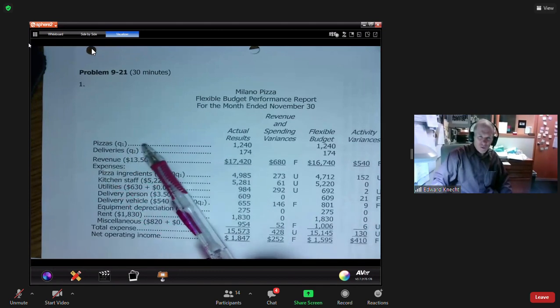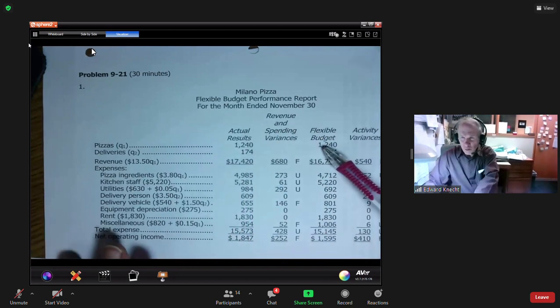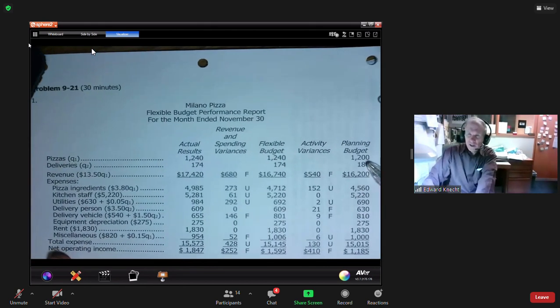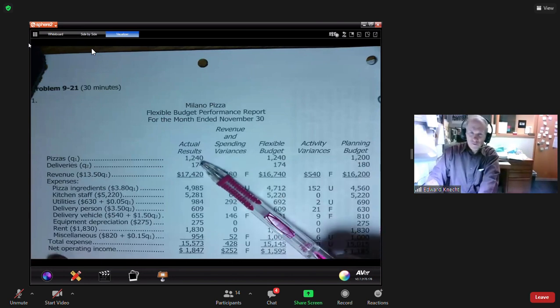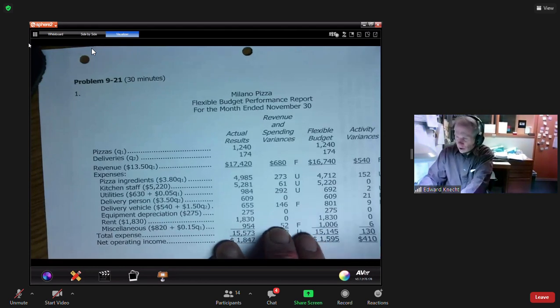Well, we had actual pizzas made, 1,240. Our flexible budget was based on that. But when we planned this time period, we thought we were only going to sell 1,200. We sold 40 more. That's a good thing, selling more of them. All right. I hope that helped you.